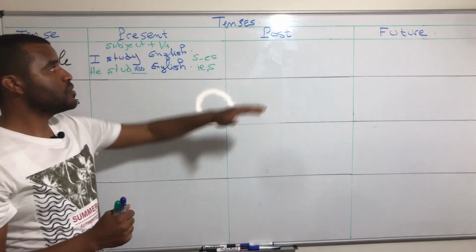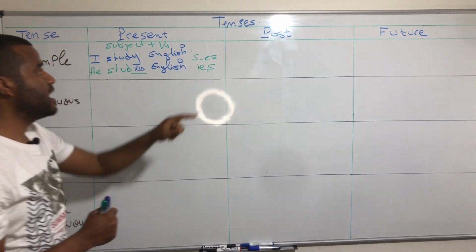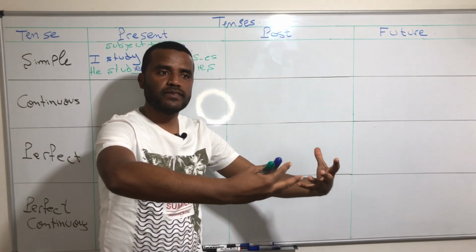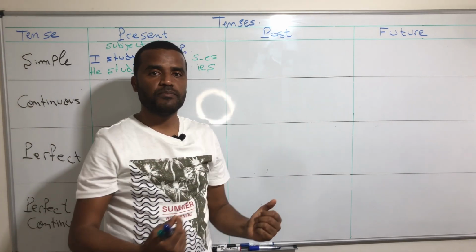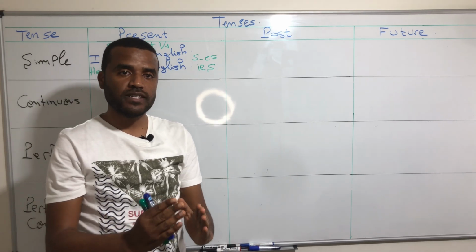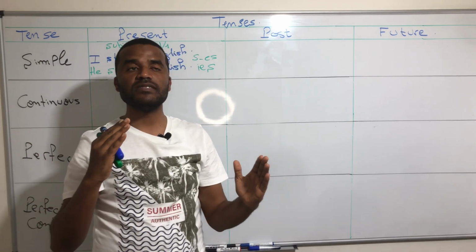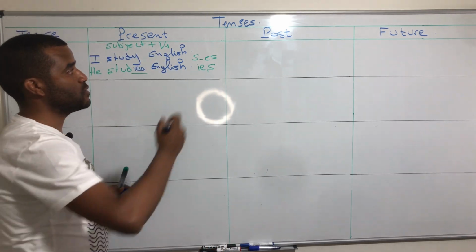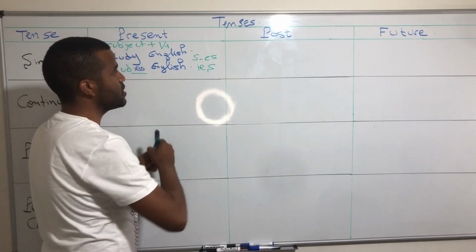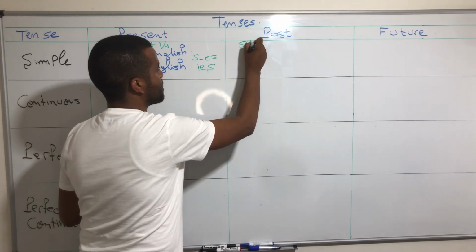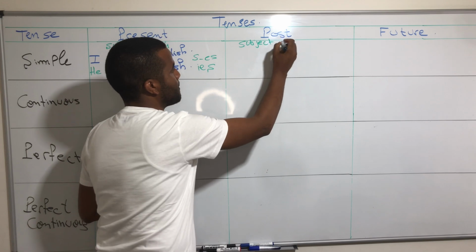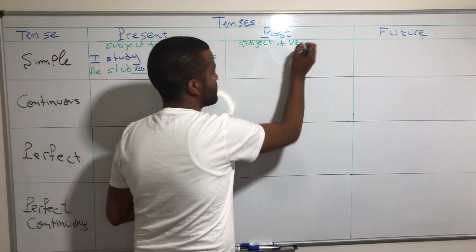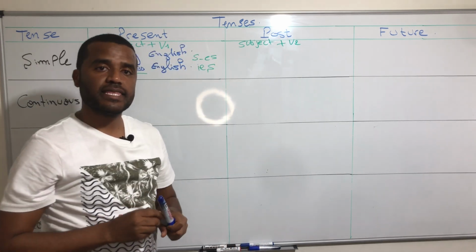So we move to the second tense, past simple. When we use past simple, how do we conjugate verbs? We use it when we want to talk about finished actions in the past. For example, with the rule first, you need the subject plus V2, meaning the verb in the past.